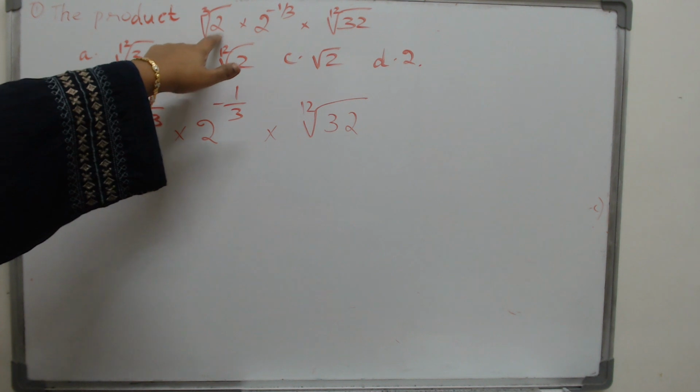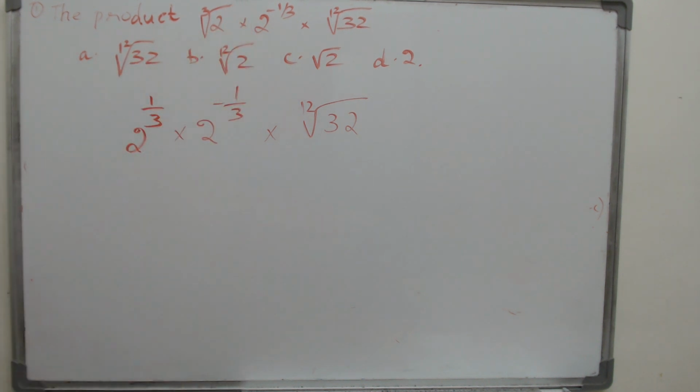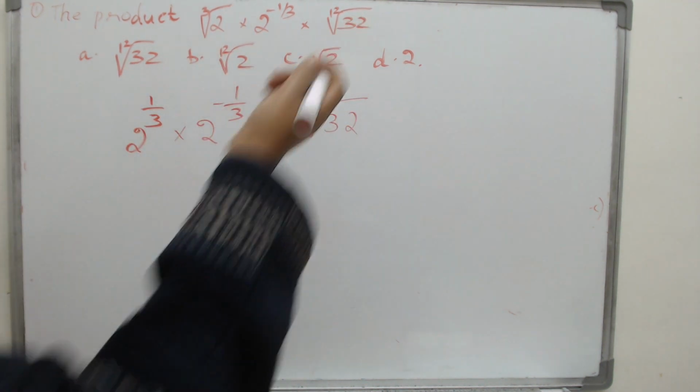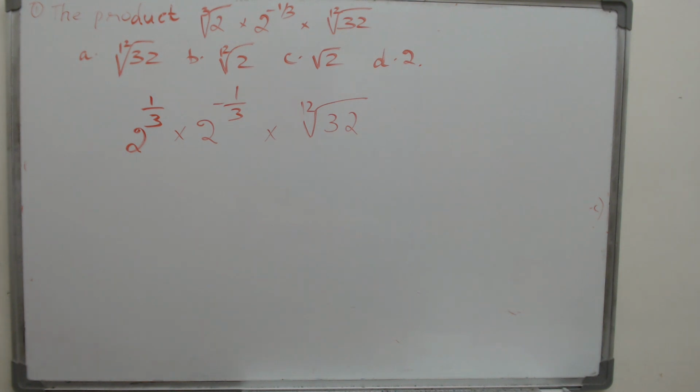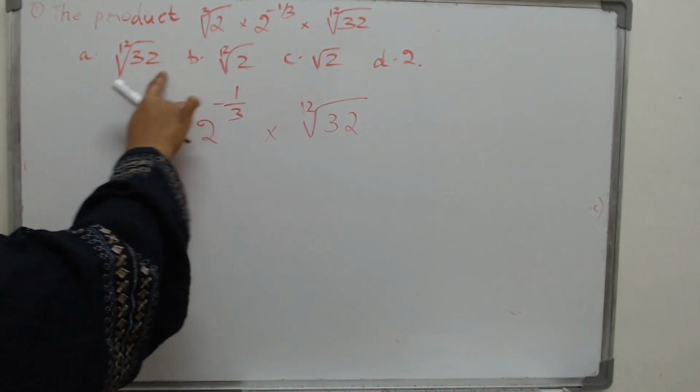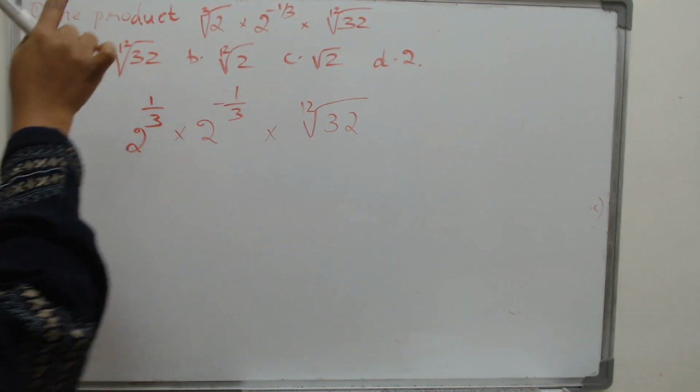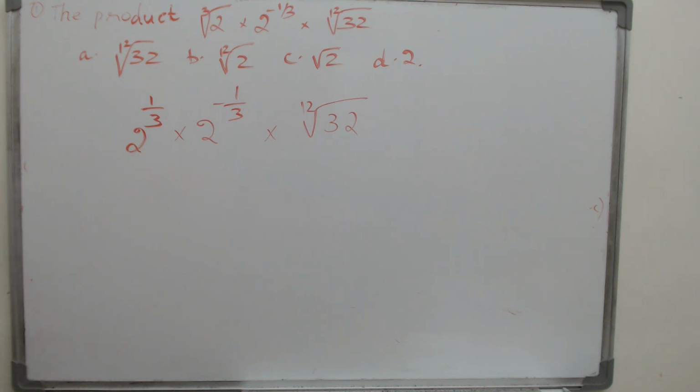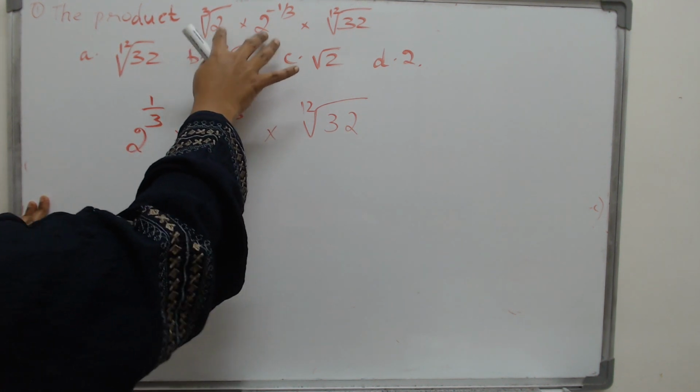Here you have a 2. Here you have a 2, but here you have a 32. 32 is what? It is 2 raised to 5. But before you rush to do that, just look at your options. You have the same number here in one of the options in A. So do not rush to break it down into its prime factors. Let us just see what happens to these two.